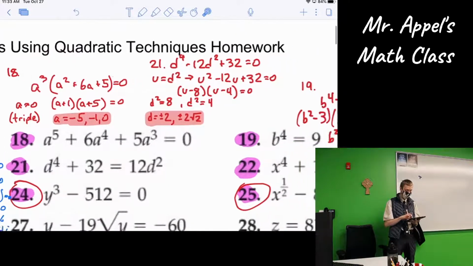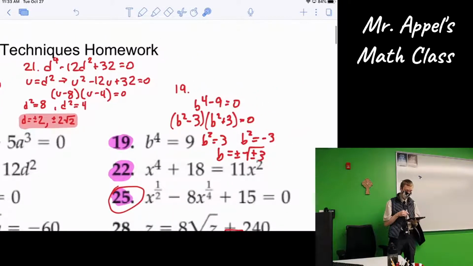And 19 over here. Move the 9 over. You could take the 4th root of 9, I guess you will end up with the same answers there, but properly speaking, move the 9 over. It's a difference of 2 squares. You get b squared minus 3 or b squared plus 3.